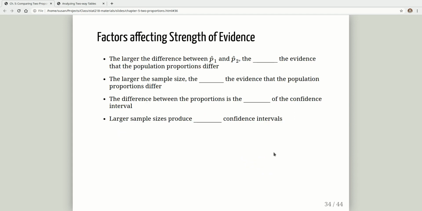Okay, so talking just a bit about strength of evidence. If the difference between p hat 1 and p hat 2 increases, then there's stronger evidence that the population proportions differ, right? P1 and P2 are further apart, the difference is bigger, therefore we have stronger evidence. If we have a bigger sample size, we have a smaller standard error, right, which also leads to stronger evidence.